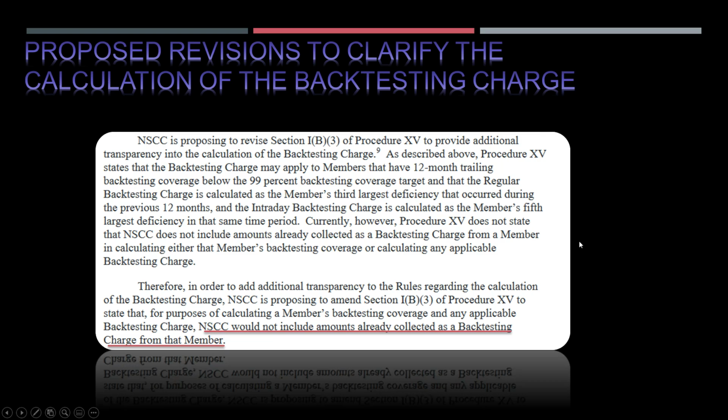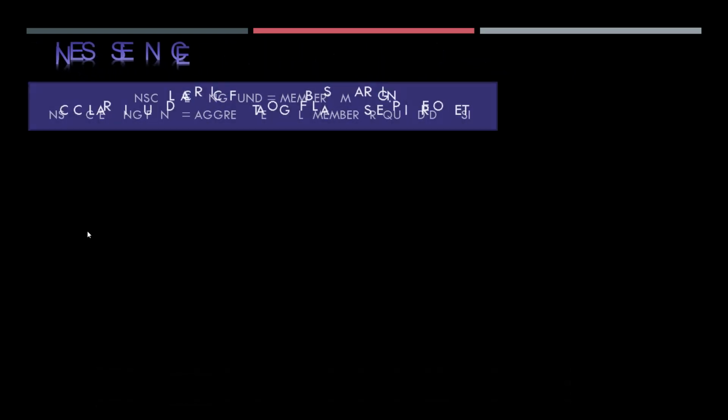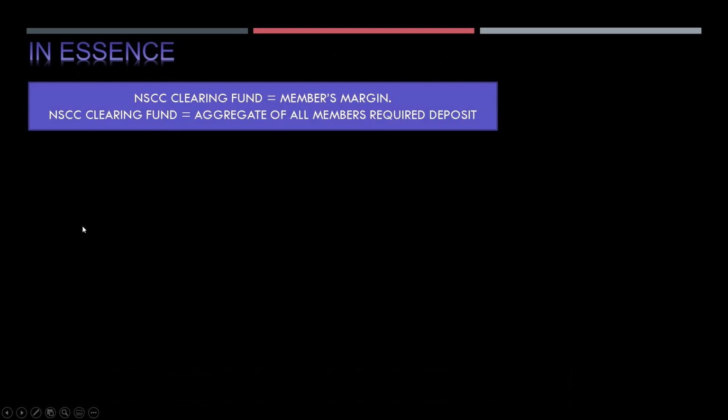Therefore, they're basically clarifying this by saying in the rules that they will not include amounts already collected as a backtesting charge. So this is what I think is going on. They have been collecting backtesting charges that have already been submitted, and they either got busted by Gary or they realize it's a problem, and now they're specifically putting it in the rules so that people can no longer do that. That's what it seems like to me. That's what would make sense from a legalese perspective.